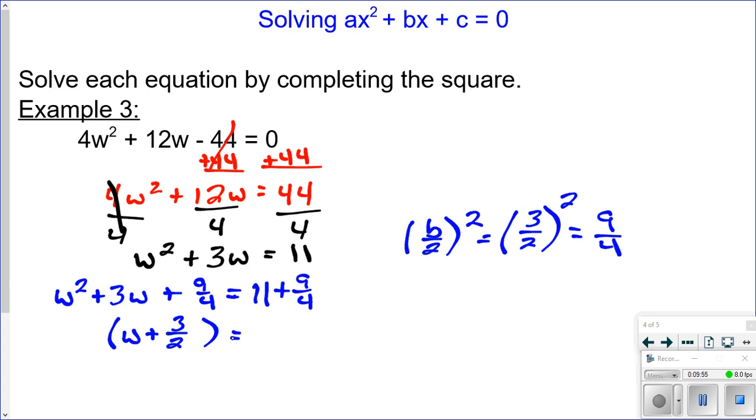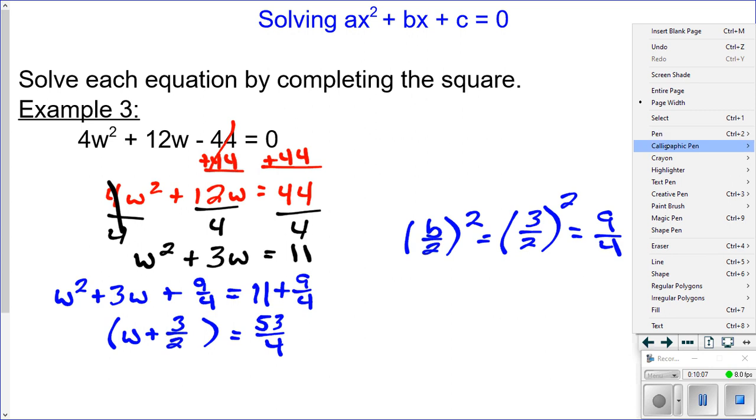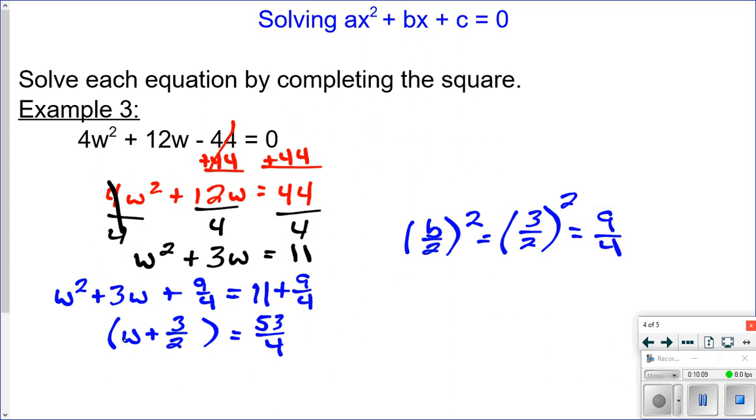Again, your calculator can most likely do that for you. If not, you just need to find a common denominator and add the numerators. And now we're going to take the square root of both sides. Oh, I forgot to put my squared there.